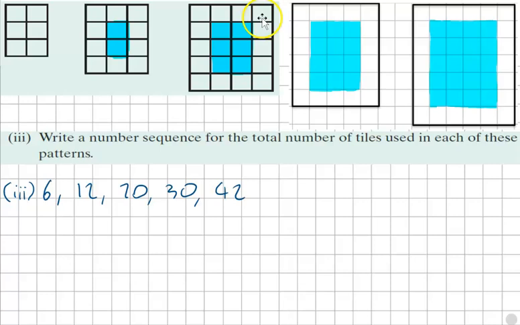In the third term, we have a total of 20 tiles. So term 3 is 20. Then we have a total of 30 tiles. So term 4 is 30. And then a total of 42 tiles. So the final term is 42.